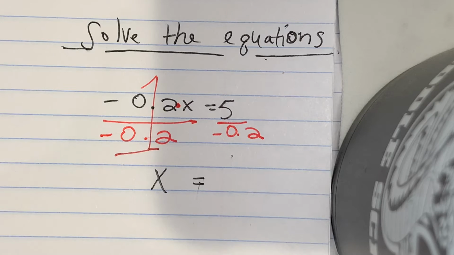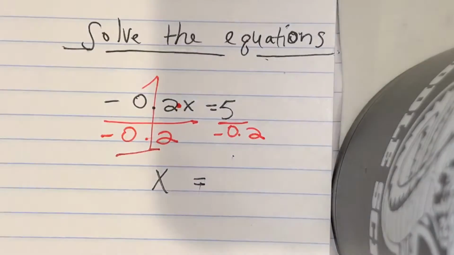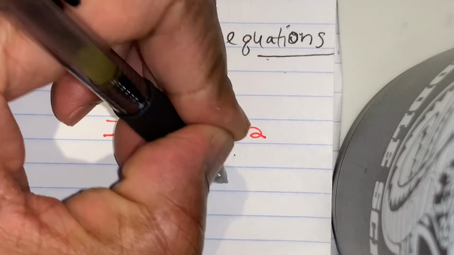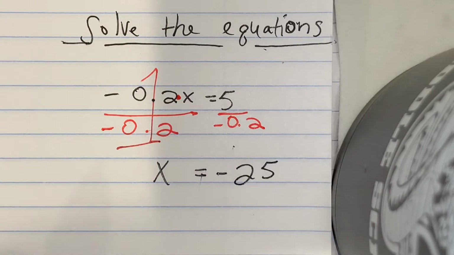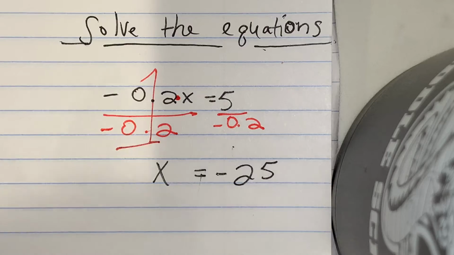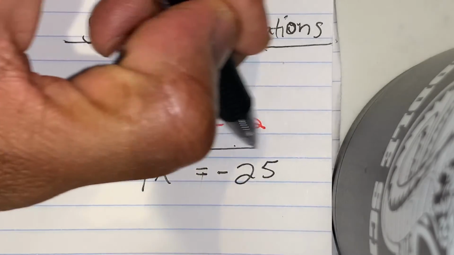All right. And so we get negative 25. Negative 25. All right. Now we have x by itself, so this is our final answer, and then we can move on to another problem.